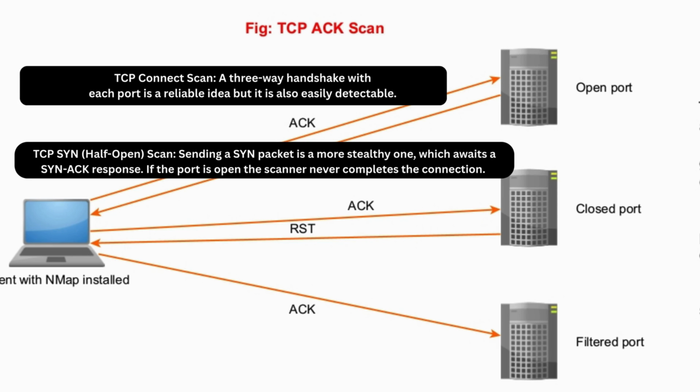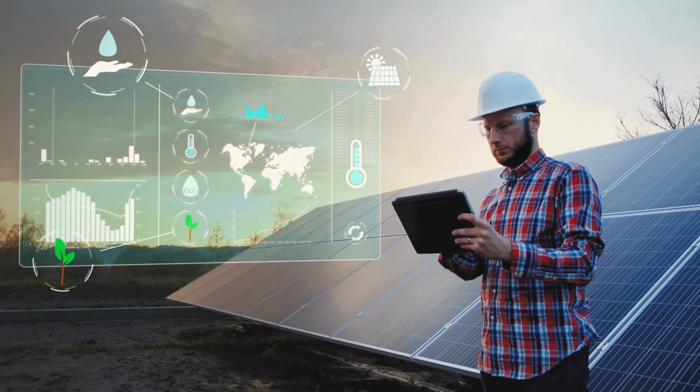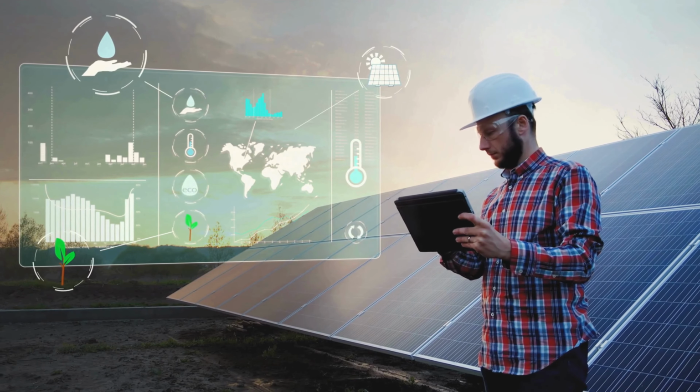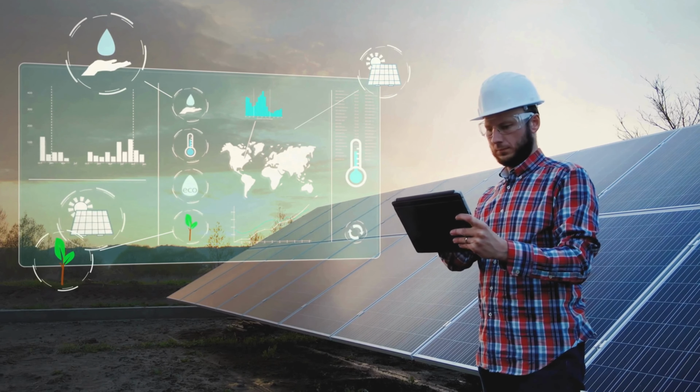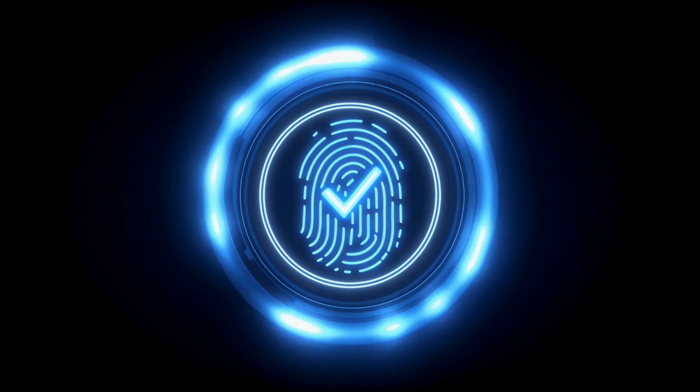UDP scan. Scanning for UDP ports is a slow and complex task, but it is important for identifying DNS and DHCP services that rely on the UDP protocol. Step 3. Service and OS fingerprinting. Once the open port is found, network scanning tools like Nmap will try to predict the running service and the system used by the host. This is done by analyzing the different ways a service or a system responds to data packets. This fingerprint reveals the OS and the software version with the port.